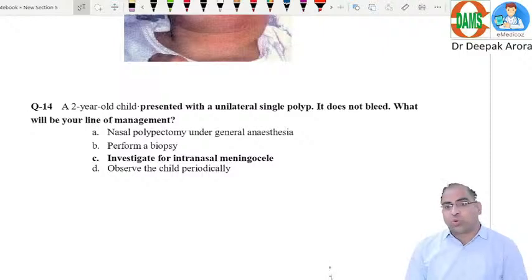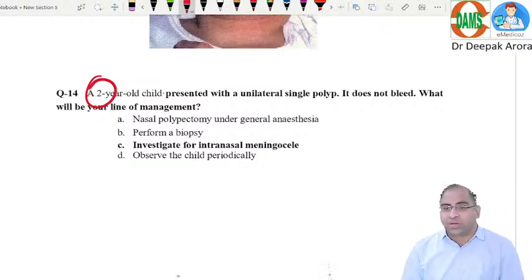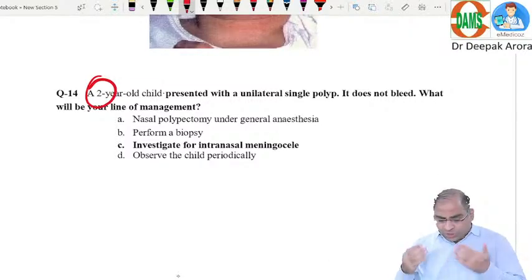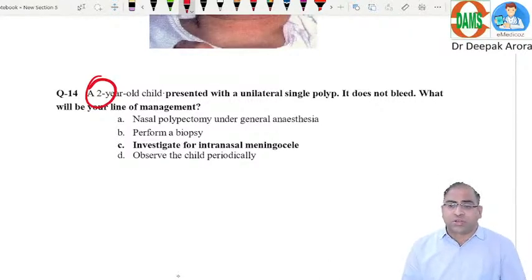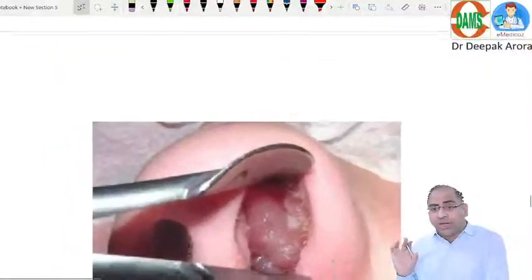Examiner can show you a polyp. Just remember, if the patient is a child, less than 2 years, a pediatric patient, we always suspect intracranial mass, meningocele, encephalocele. So we always go for investigation for intranasal meningocele, like CT examination. I want to appreciate from where the herniation is there. Clear?